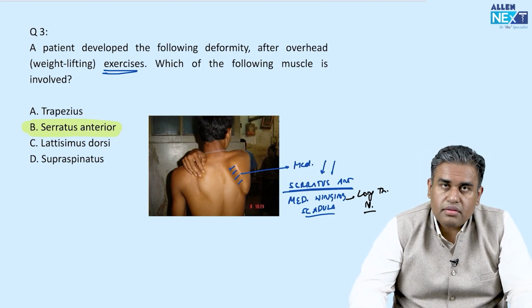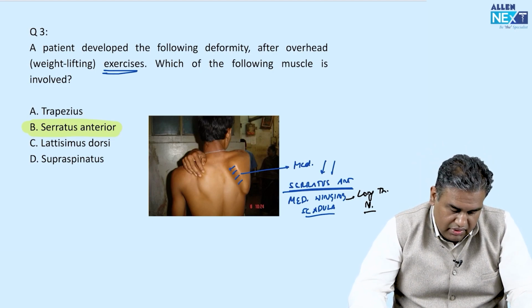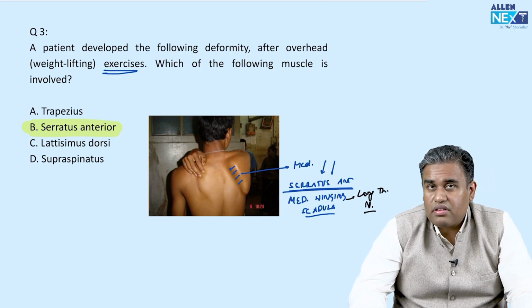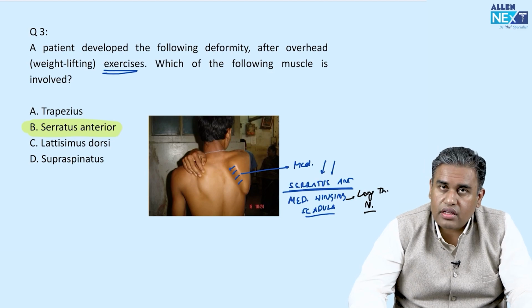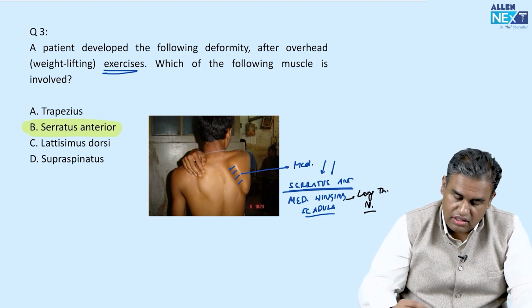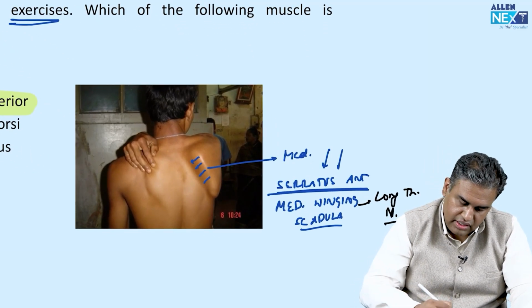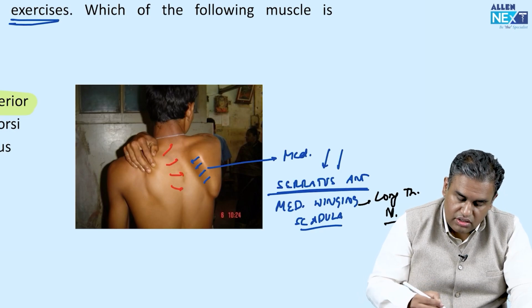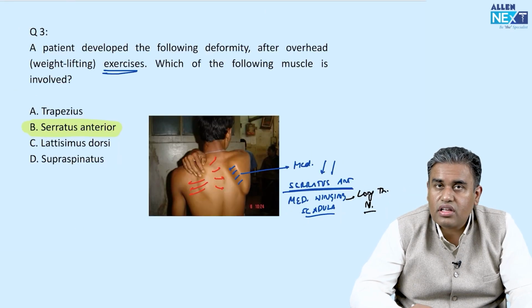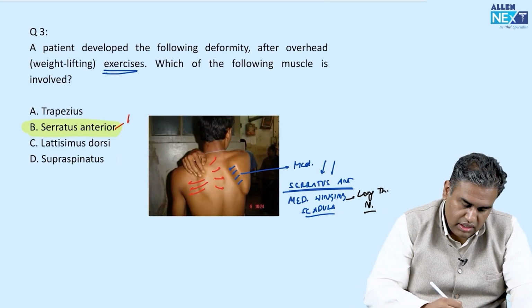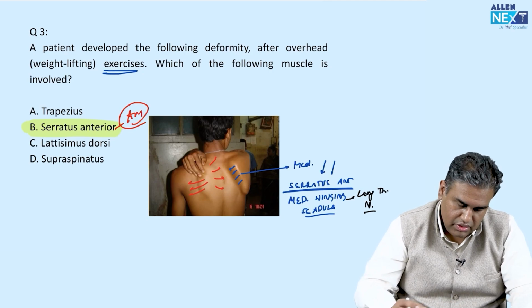See what happens if the trapezius is damaged: there will be lateral winging of the scapula, not the medial winging. Because what is happening? The trapezius is actually pulling the scapula in this direction. So it doesn't happen that the scapula goes in this direction, and there is going to be more lateral winging of the scapula. But the answer over here is pretty obvious. That is option B, serratus anterior.